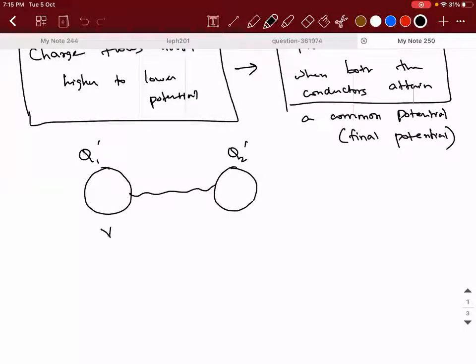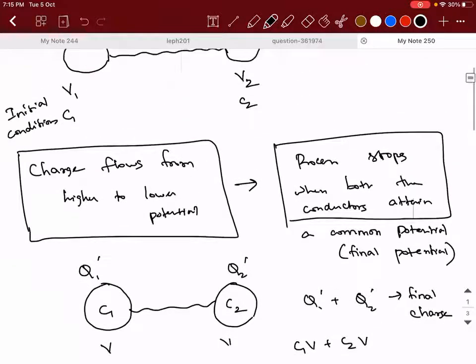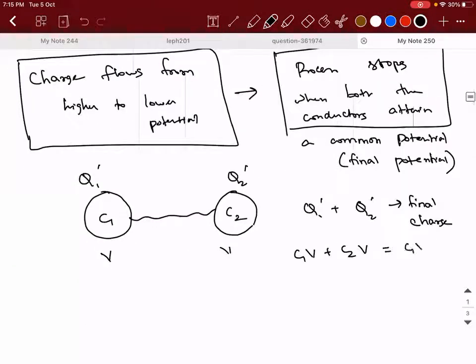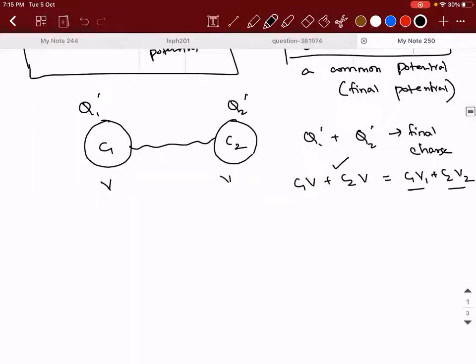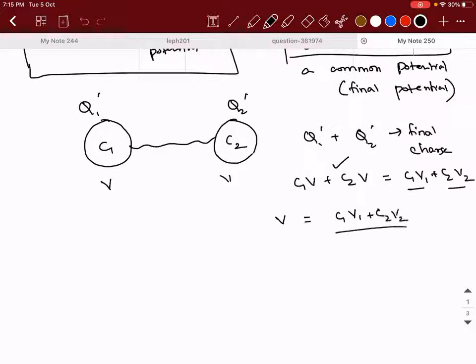Now, when is it going to stop? When they both have the same potential, but still their capacitance is going to be C1 and C2. Accepted? Correct? Q1 dash plus Q2 dash is going to be the final charge of the system. But what is Q1 dash? It is C1V plus C2V. Can I say that C1V plus C2V is equal to C1V1 plus C2V2? C1V1 plus C2V2 is the initial total charge. Final total charge is C1V plus C2V. So if I take V common, V will be equal to C1V1 plus C2V2 divided by C1 plus C2.